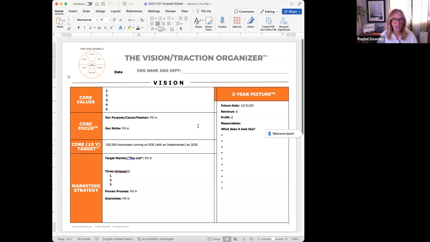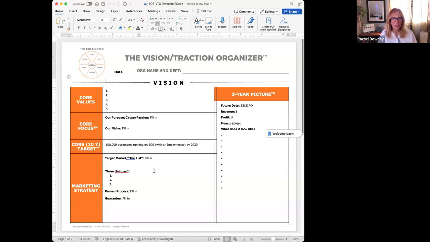Next up is your core focus. So talking about your purpose, cause, or passion and your niche. So really honing in on what is it that we do best in the world? What is our sweet spot? And that segues very nicely into your core or 10-year target. So share that. This is your big, hairy, audacious goal, your kind of like North Star. This is where we're all heading. This is what we're dreaming of. And what we want to do is get everybody to see it and start rowing in the same direction, because it's going to be really exciting when we work together and accomplish that.